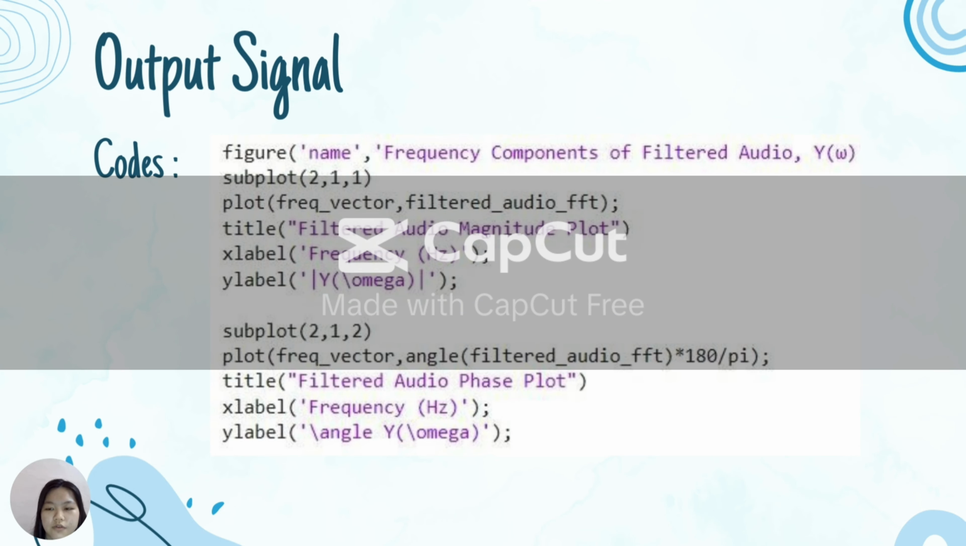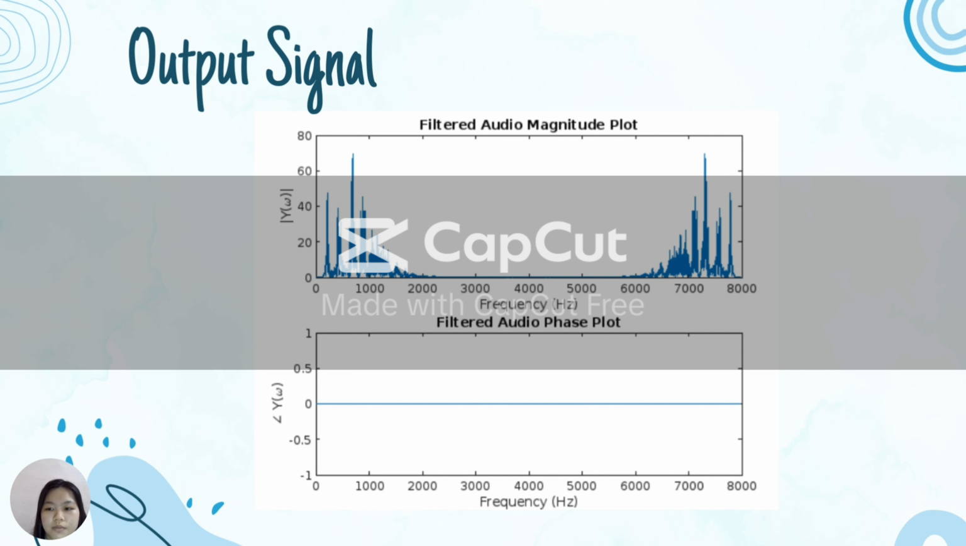This is the code for the frequency components after filtering. First is the filtered audio magnitude plot. It uses the frequency vector on the x-axis and the filtered audio FFT on the y-axis. Second is the filtered audio phase plot. Same x-axis frequency vector, and the y-axis is the angle of the filtered audio FFT converted to degrees. From the plot, we can observe the magnitude plot shows peaks at certain frequencies, indicating the dominant components after filtering. The phase plot is almost flat, which might suggest a linear phase or constant phase shift.